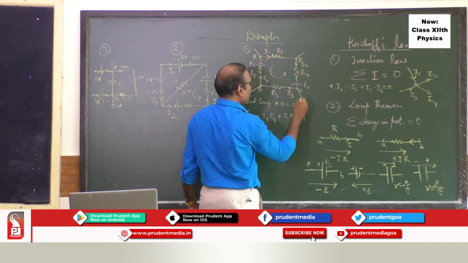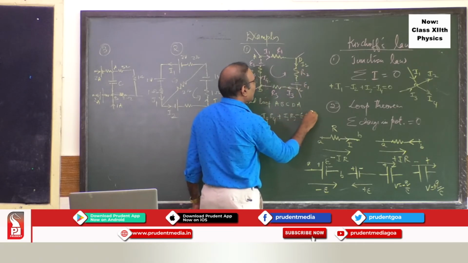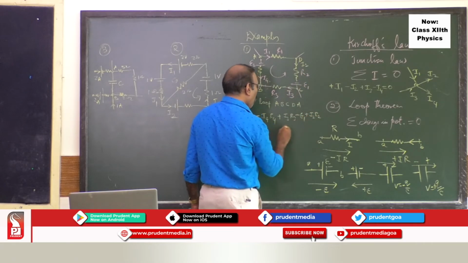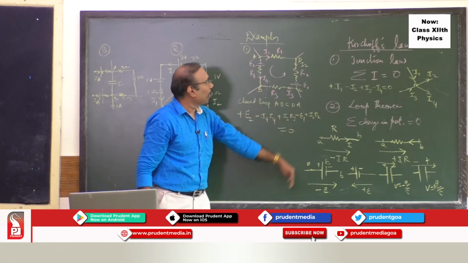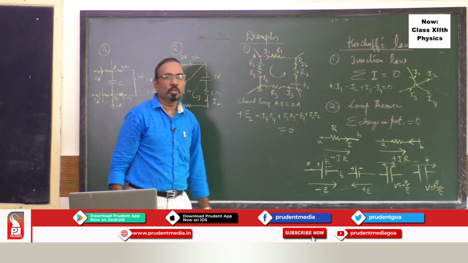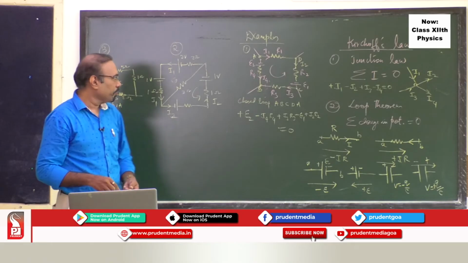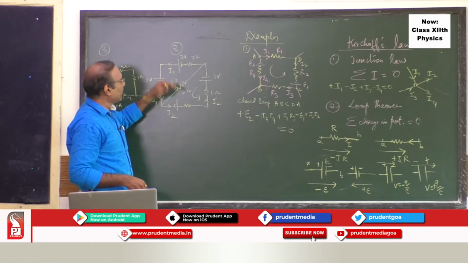Again here the current is, suppose, I2. I am going against the direction of the current, so plus I2 R2, all amounting to 0. So this is the way one can apply the loop theorem. And then if the values are given to you, you can easily find the values of the currents. Now let's take up this particular circuit.